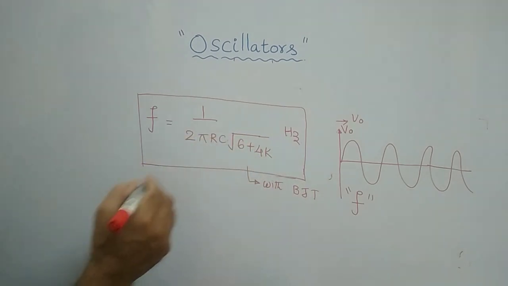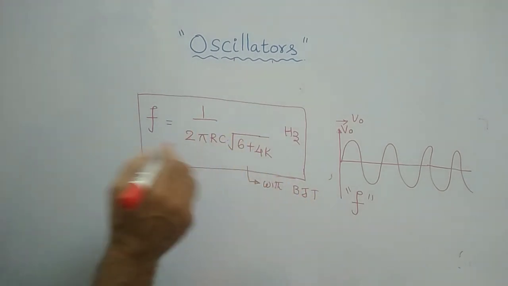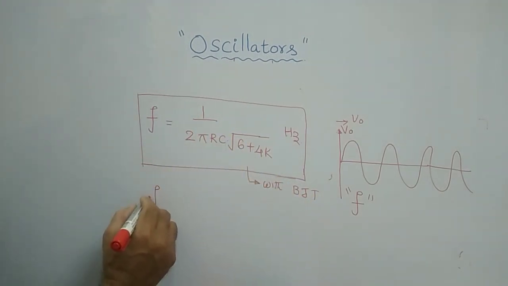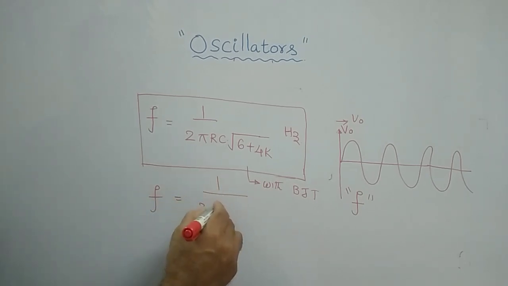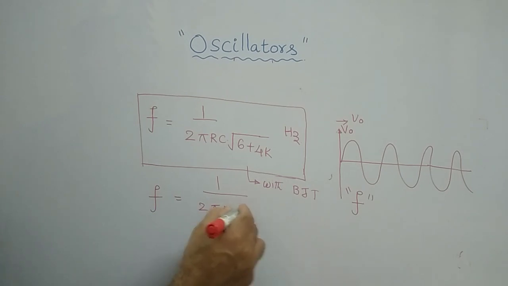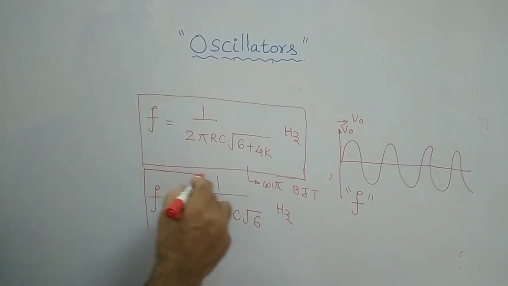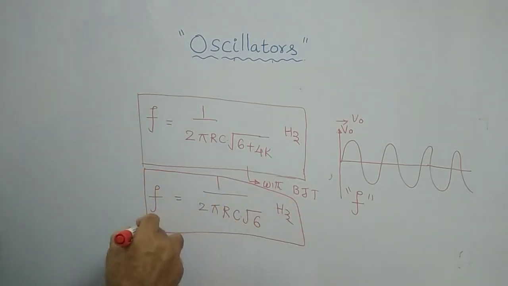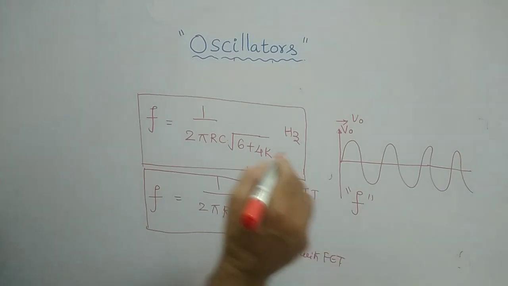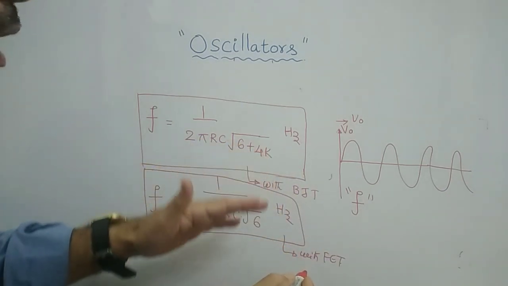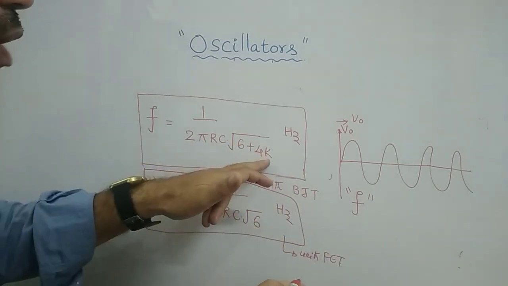Similarly, if you use the FET, then F is equal to 1 by 2 pi RC square root of 6 only, hertz. That's it. This is with respect to FET. So the 4K term will be absent here in the FET case.